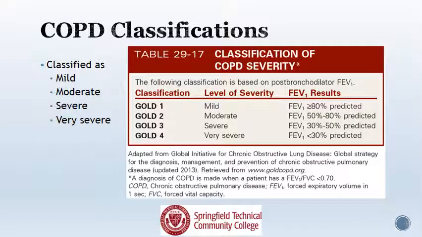These are different classifications used for COPD, classified as mild, moderate, severe, and very severe. And the GOLD classifications are 1, 2, 3, and 4. The forced expiratory volume is how the patient's COPD is measured. So what is forced expiratory volume? You take a breath in and you breathe it out. And if your breathing out is greater than or equal to 80% of what you should be breathing out, then you have GOLD level 1 or mild COPD.